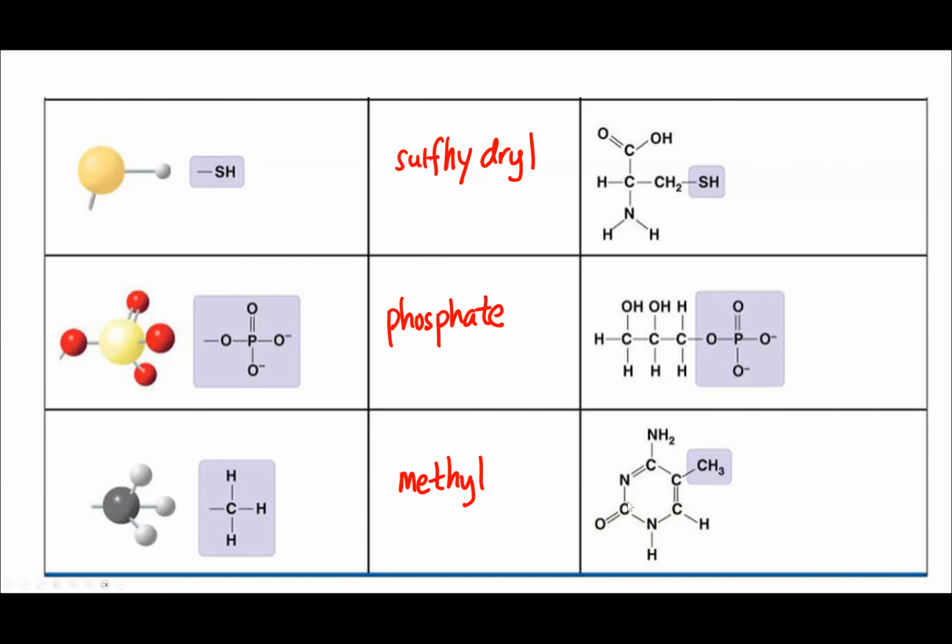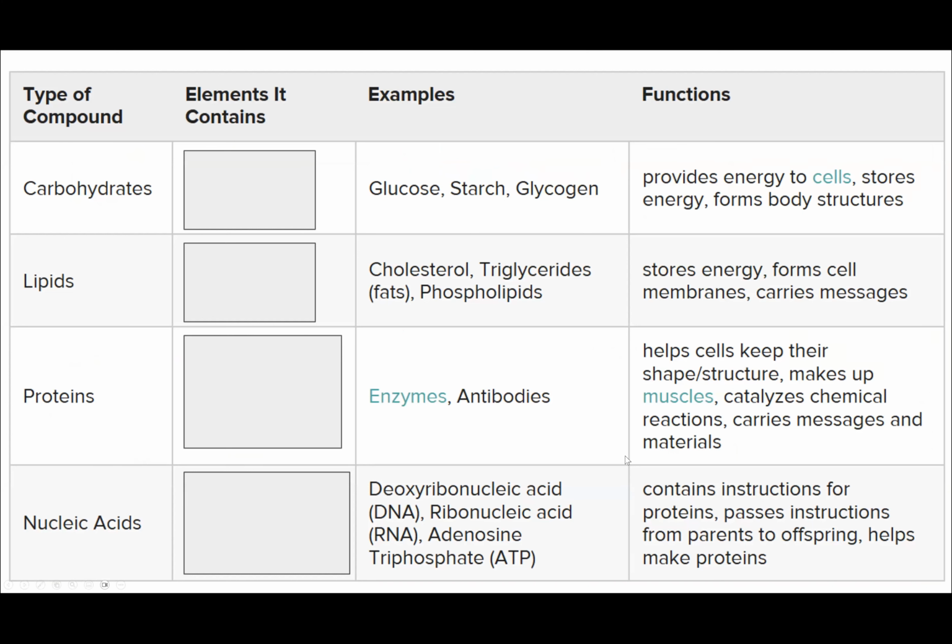Let's continue with the 4 types of organic compounds. You are expected to remember the elements contained within these four organic molecules. Let's start with carbohydrates. Carbohydrates contain the most basic elements: carbon, hydrogen, and oxygen. That's how its name goes: carbon and hydrates, and hydrates are made of hydrogen and oxygen.